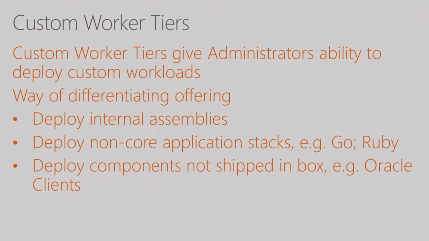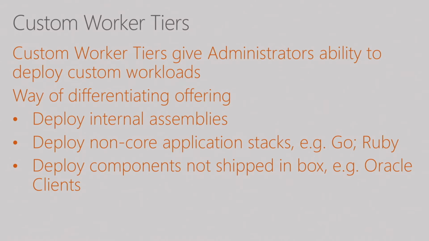Custom worker tiers give you as administrators the ability to deploy custom workloads. And as I mentioned earlier, they're a way of differentiating your offering. So you can deploy internal assemblies. You may have assemblies that only marketing need to use, or only R&D need to use. That's probably more common. And you can set up groups of workers that are just for them.